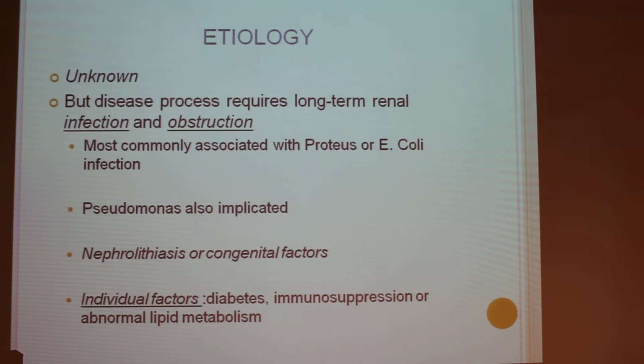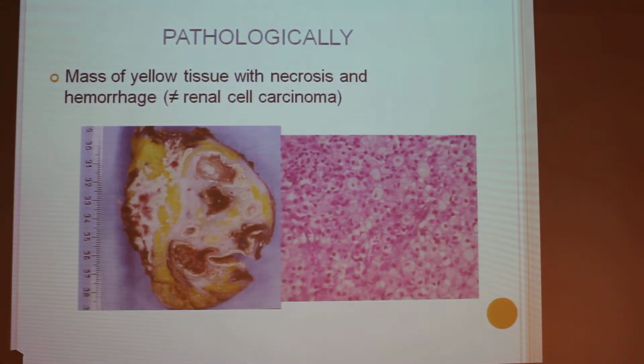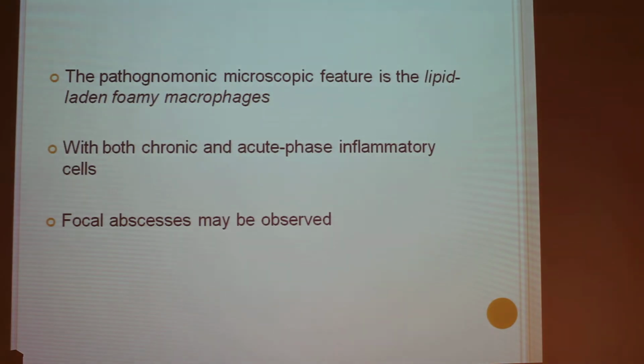Pseudomonas is also implicated. Sometimes nephrolithiasis or congenital factors could be implicated, or individual factors. Pathologically, it's a mass of yellow tissue with necrosis and hemorrhage. The pathognomonic microscopic feature is a lipid-laden foamy macrophage with both chronic and acute phase inflammatory cells, and sometimes a focal abscess may be observed.